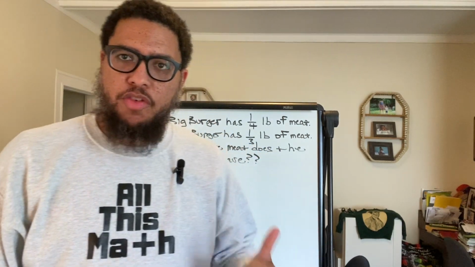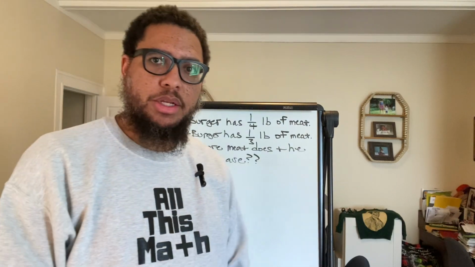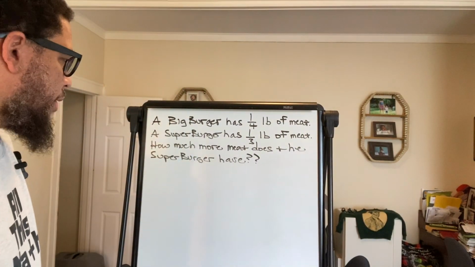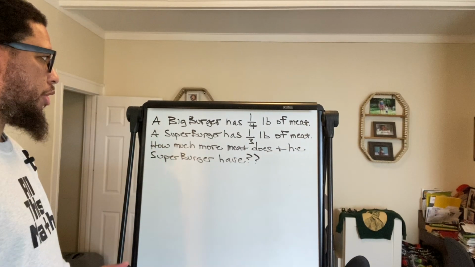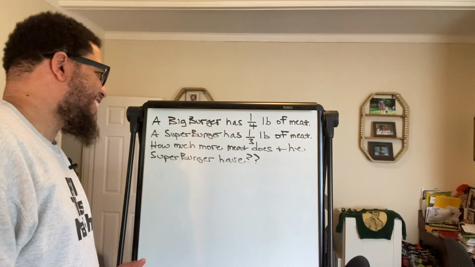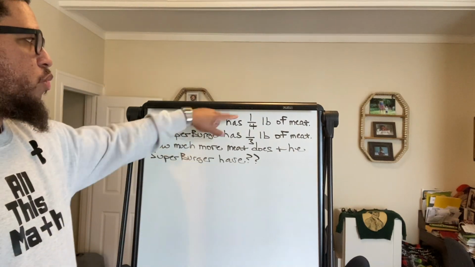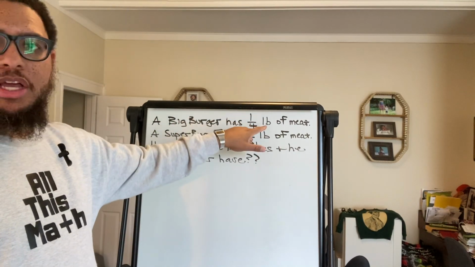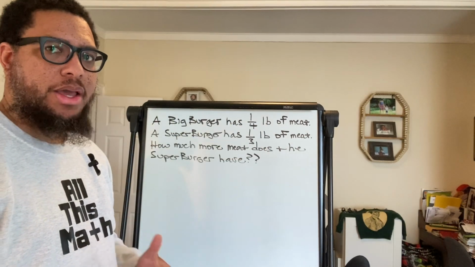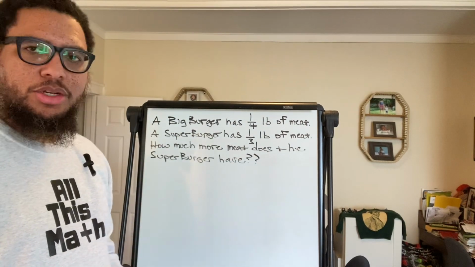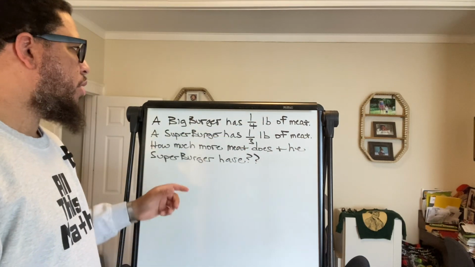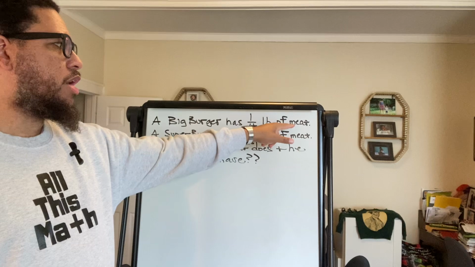This is a video about fractions and math word problems that we're about to get into. Let's first read the problem. What does this say? This says that a big burger, that just sounds unhealthy, you know what I'm saying? A big burger has 1/4 LB. What does LB stand for? LB is an abbreviation for the word pound. Pound. Not ounces, not kilograms. LB stands for pound. Has 1/4 pounds of meat.